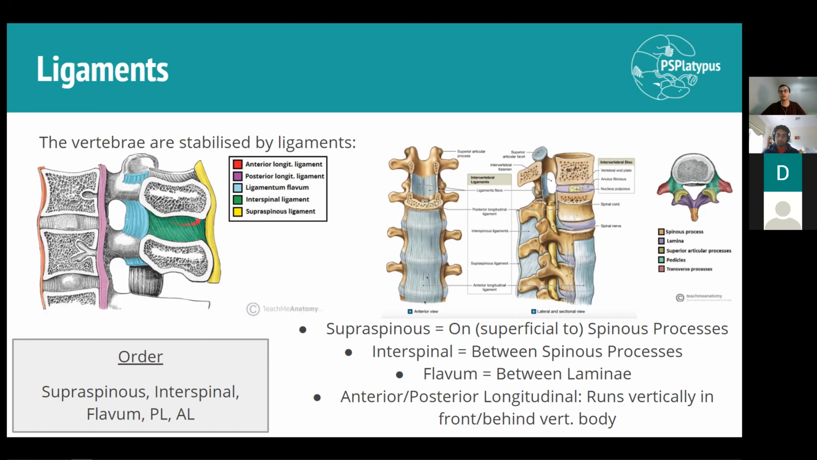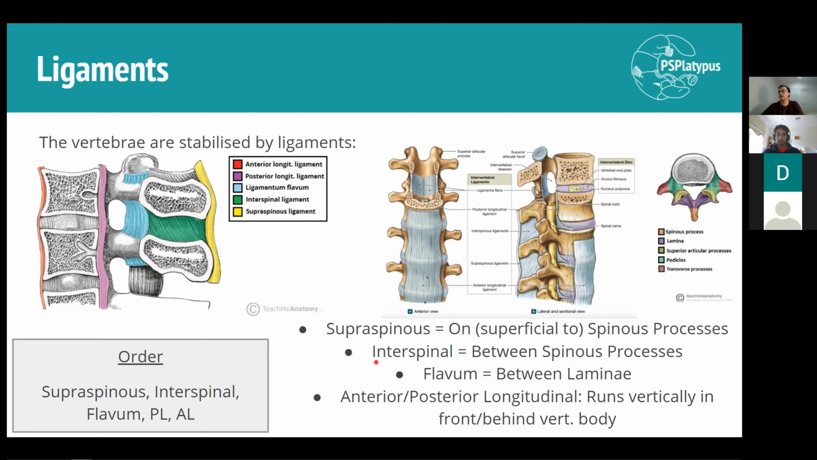Interspinal is also going to be between the spinous processes, and you can also see it over here on the diagram. It's connecting the individual spinous processes together. And flavum again means yellow, but it's actually, its location is that it's between the laminae. So if you look over here, the laminae was the purple bits at the end of the vertebral arch. So it connects those together.